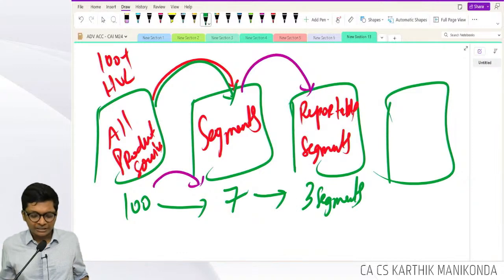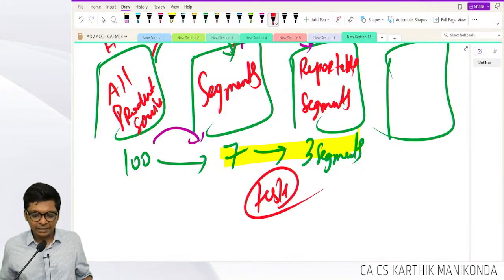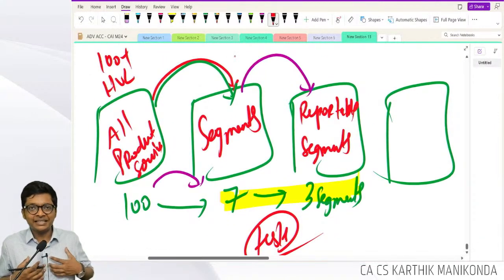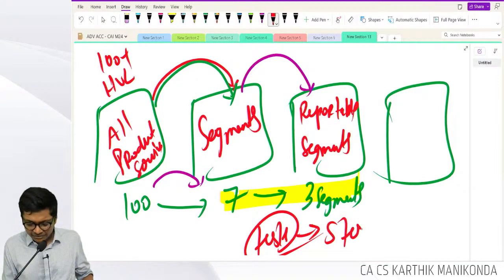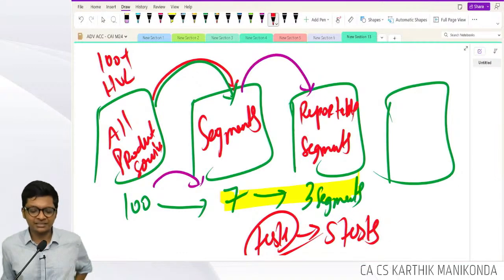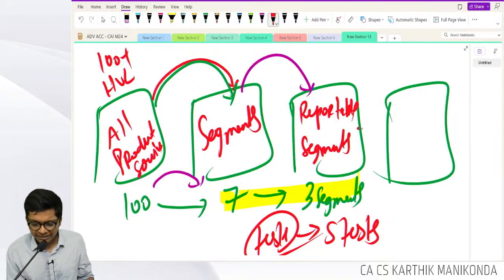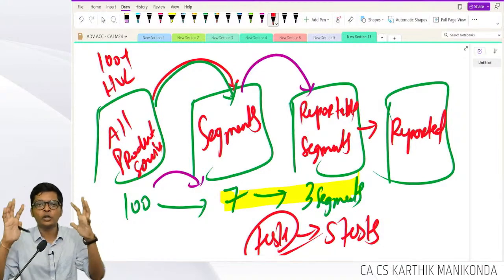Guys, we don't have to show all 7, and this is what the examiner likes. How does this 7 become 3? They have to pass some test, like how you have exams. These 7 segments will go through tests. They have 5 tests, guys. That's what I'm going to focus on in this video. So these 7 segments will go through 5 tests, and then it will become 3 segments. Then these final 3 segments will be reported. The standard comes to an end. This is the whole view of the standard.